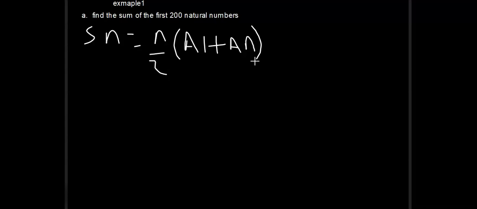The question says natural numbers. Natural numbers start from 1, and whole numbers start from 0, along with the integers and the other types of numbers you learned in elementary or lower grades. So natural numbers start from 1. For that reason, my a1 value will be 1.